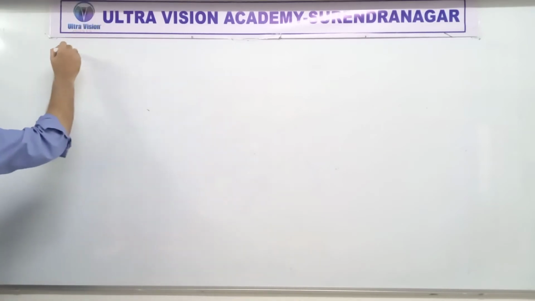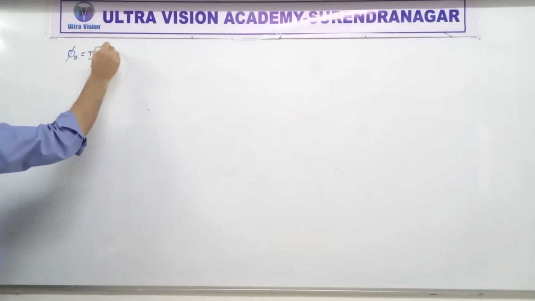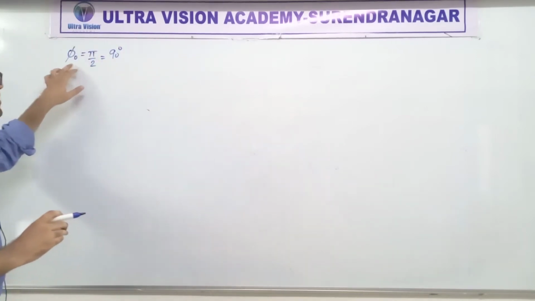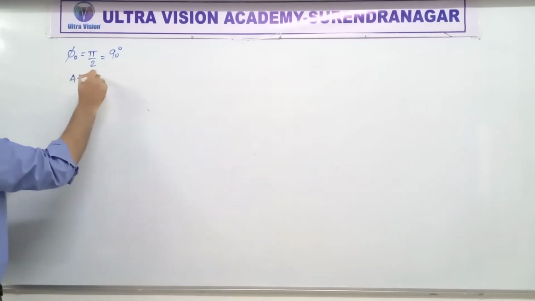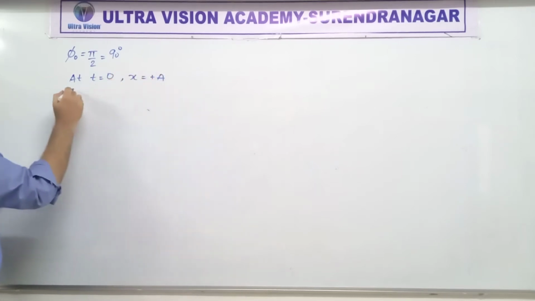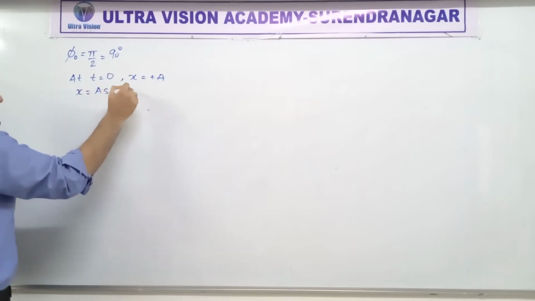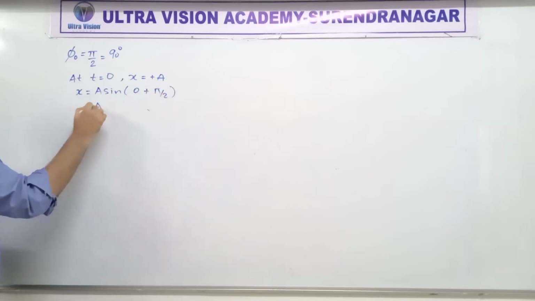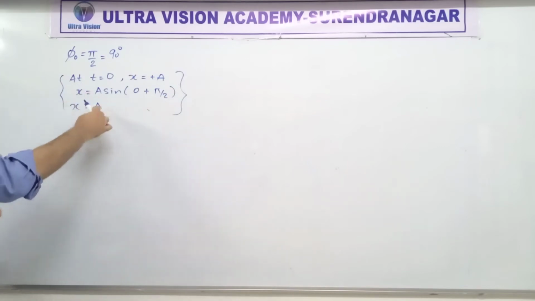Suppose instead of phi 0 being 0, let's say phi 0 was pi by 2, that is 90 degrees. Earlier we talked about this case: when phi 0 is pi by 2, it means the particle starts the SHM from x equal to plus a. Is that clear? That's because if I put time t as 0 and phi 0 as pi by 2, I get x equal to a. This is just a part of recollecting. We have already discussed this earlier.